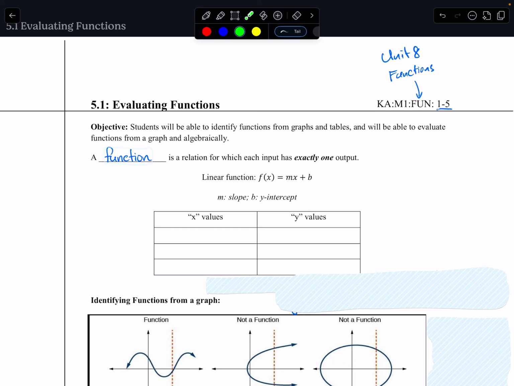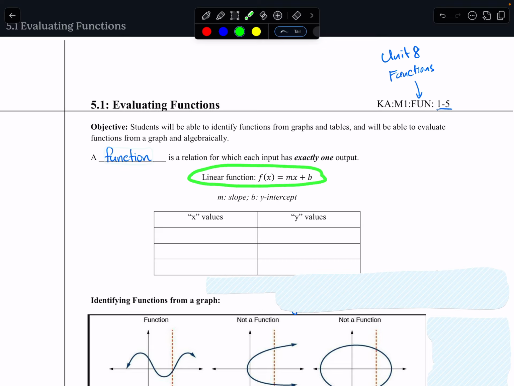Okay, so there's actually two words here that you should know. They might be newer to you, but a relation is more general. It's just going to be any kind of rule that maps inputs to outputs or maps x values and sends them to y values, but there's no restrictions on what that rule could be. A function is a specific type of relation, and again, for every input you give the function, that input has to have only one output.